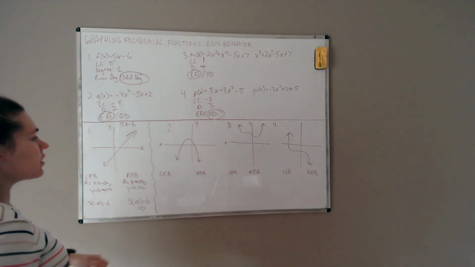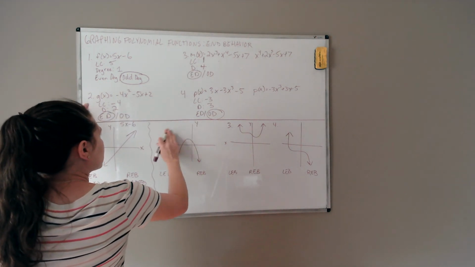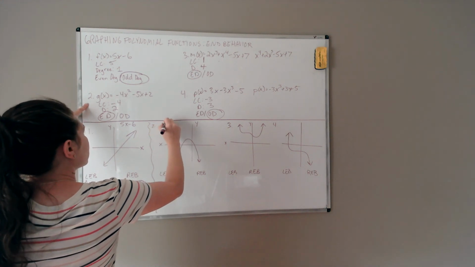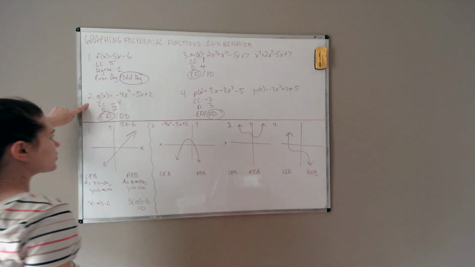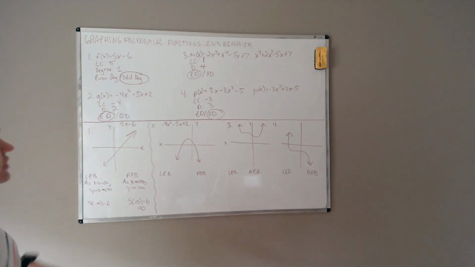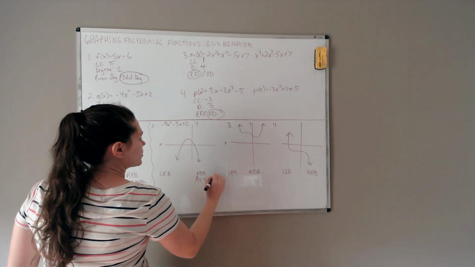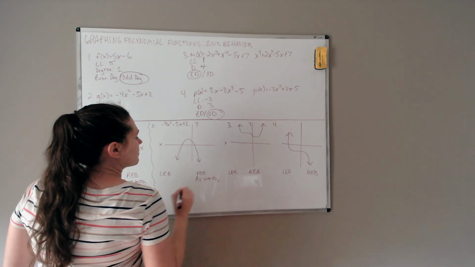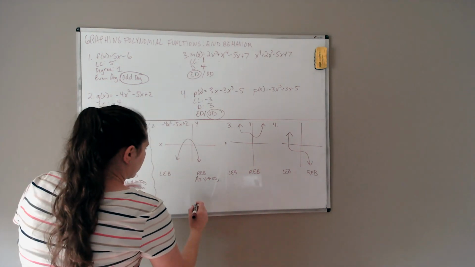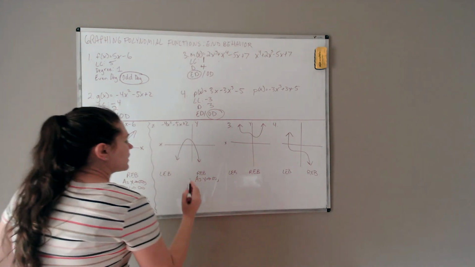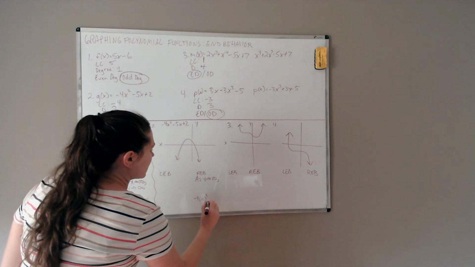All right, number 2. Number 2 was negative 4x squared minus 5x plus 2. Notice your right end. So as x approaches positive infinity, that means you're talking about your right end. If we wanted to figure it out, we would really be plugging in positive infinity, but remember, we're not actually getting a value here.